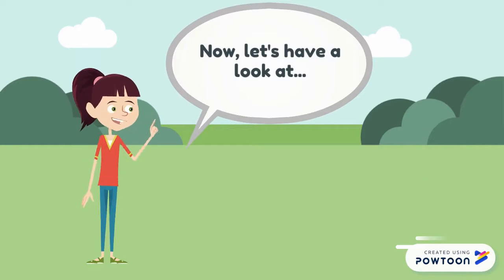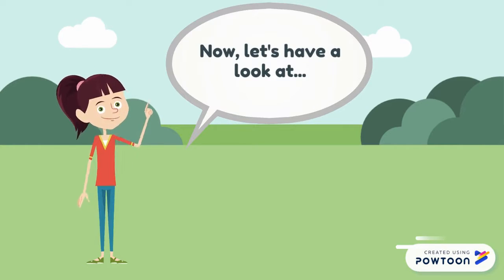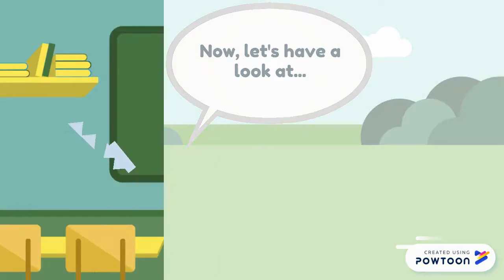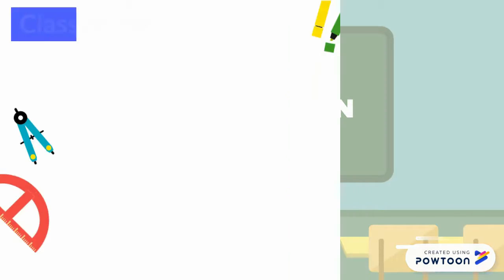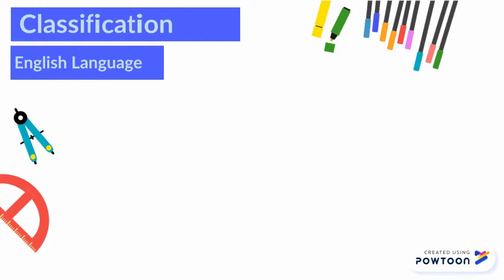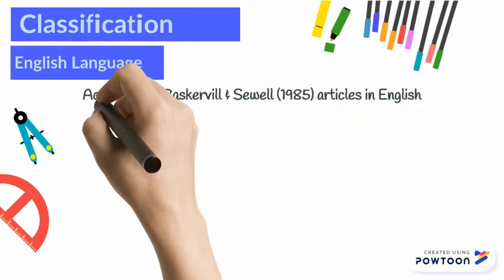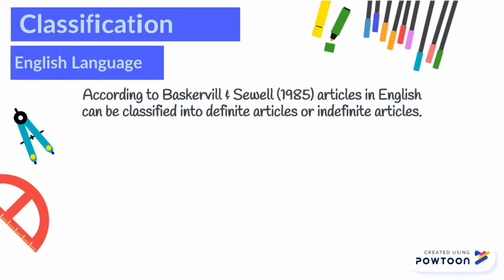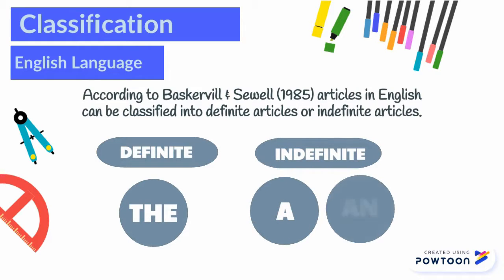Now that we already know what articles are, let's have a look at the different kinds of articles that can be found in English and in Spanish. Let's begin with English. In the English language, and according to Baskerville and Sewell, articles can be classified into definite articles and indefinite articles. The definite article the and the indefinite articles a and an.